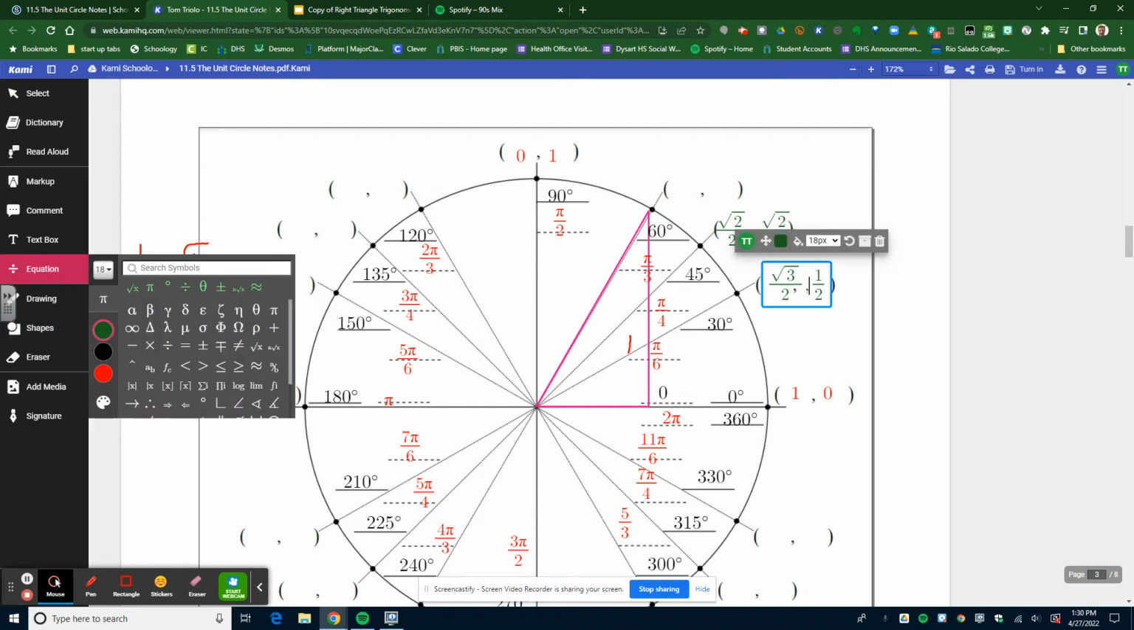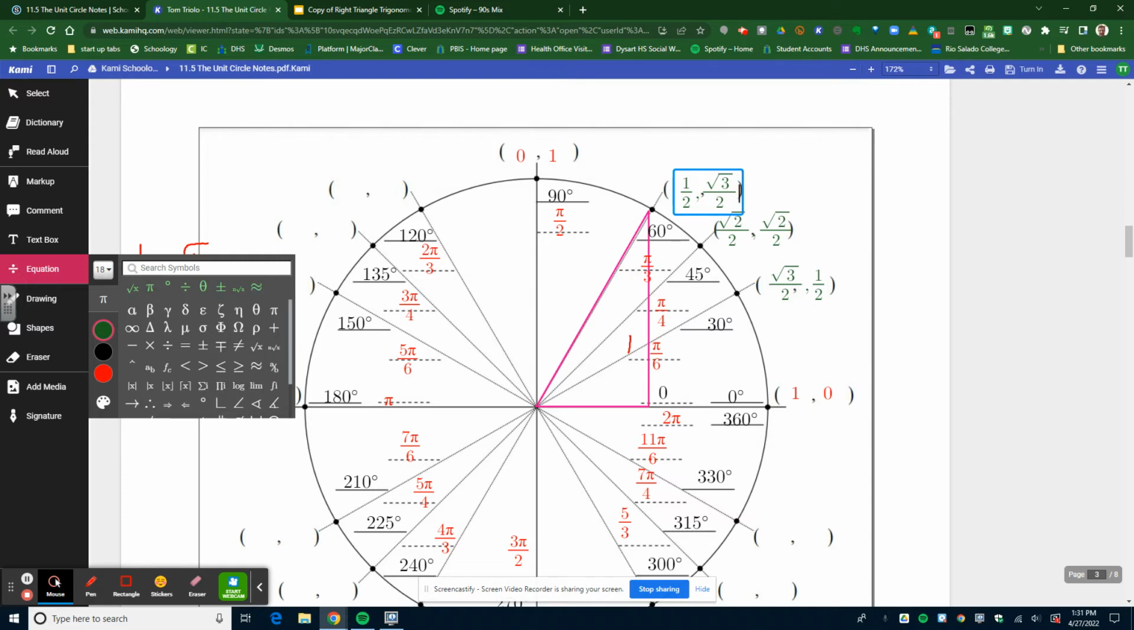So I'm just going to take these, Control A, Control C, and paste them over here. So 1 divided by 2, and then comma, and then square root of 3 over 2. Square root of 3, and divide by 2. Get rid of that over there.